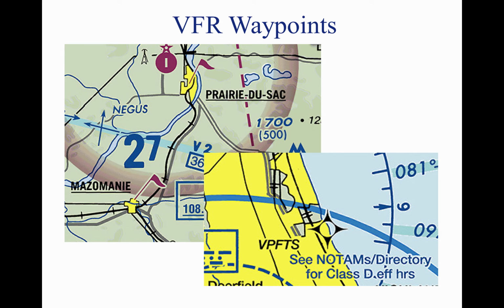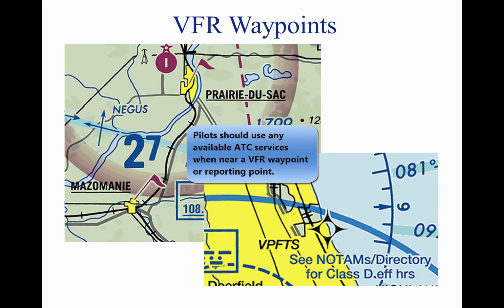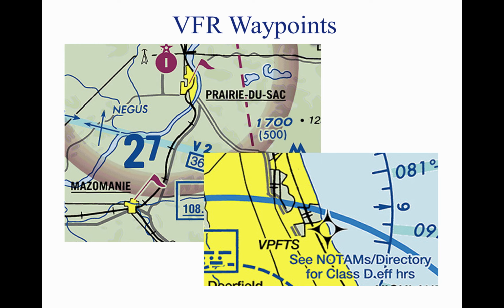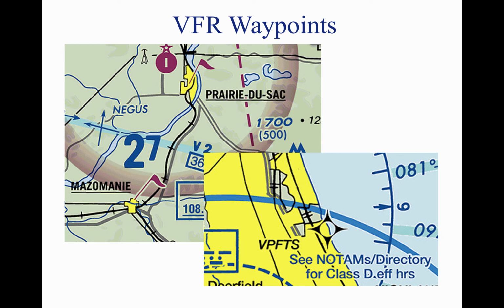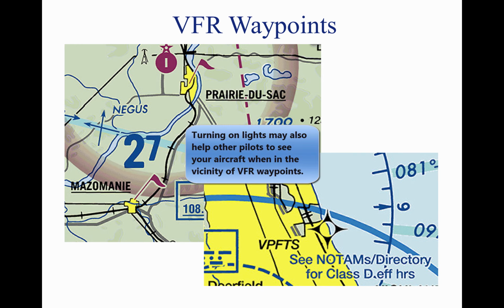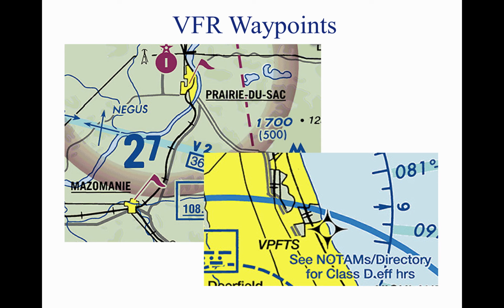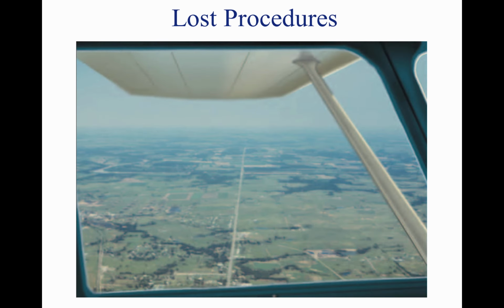When operating near a VFR waypoint, use whatever ATC services are available, even if outside a class of airspace where communications are required. Regardless of the class of airspace, monitor the available ATC frequency closely for information on other aircraft operating in the vicinity. It is also a good idea to turn on landing lights when operating near a VFR waypoint to make the aircraft more conspicuous to other pilots, especially when visibility is reduced. Lost procedures.